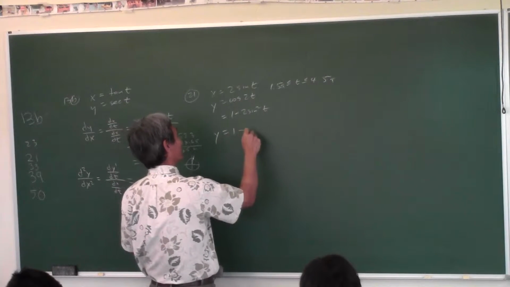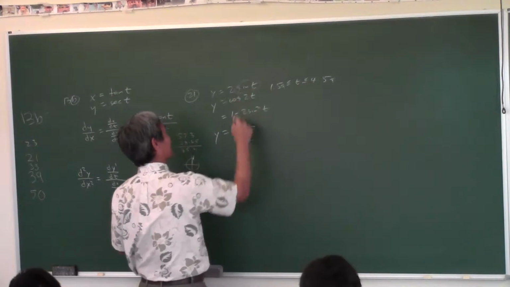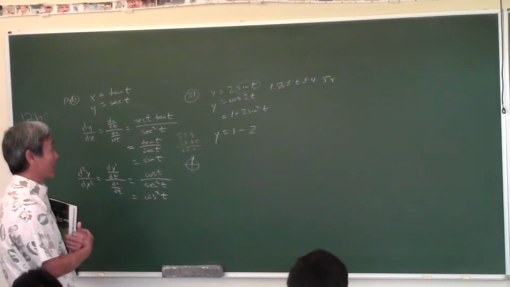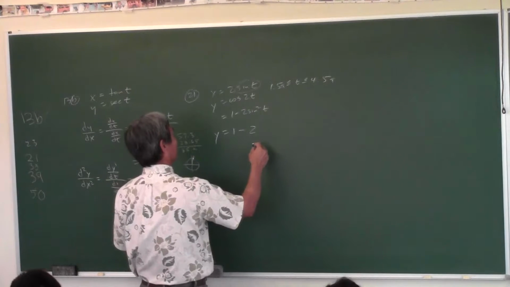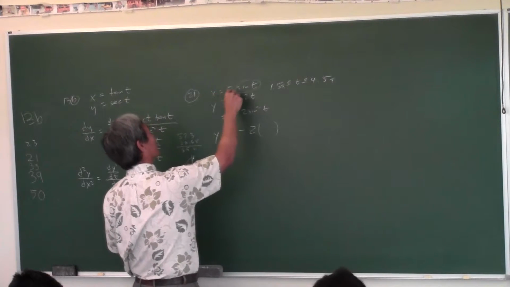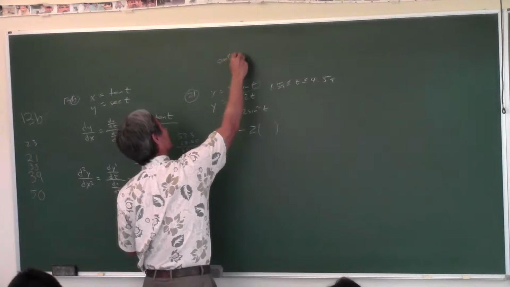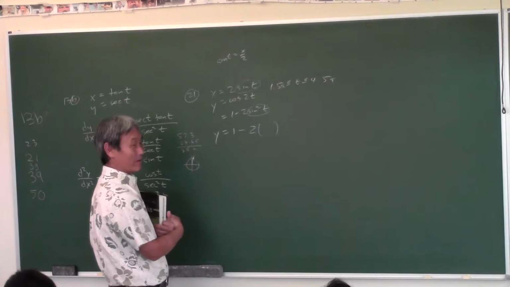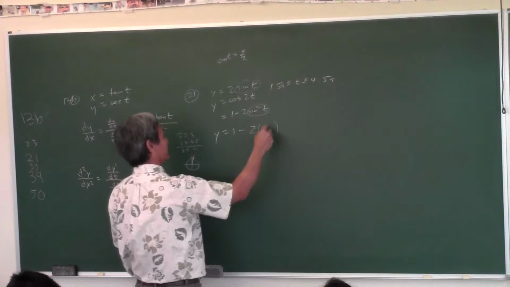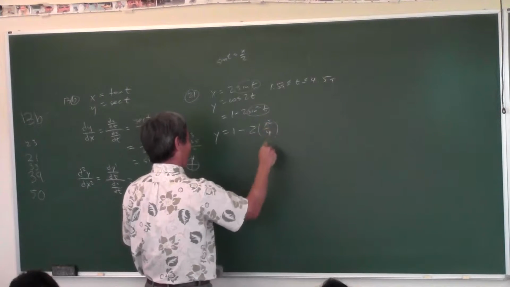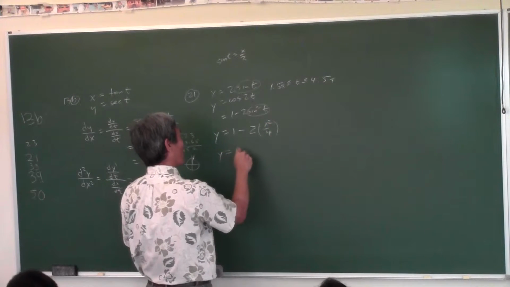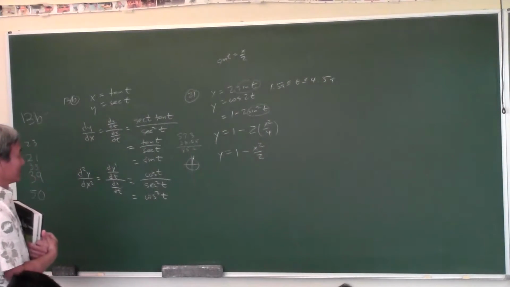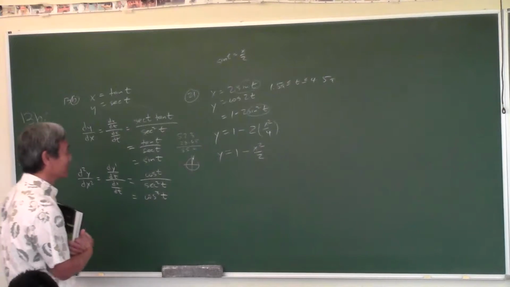y equals 1 minus 2 sine squared t. And if you take the x equation and solve for sine, you get sine t equals x over 2. So what is sine squared? Squaring both sides of the equation, sine squared t is x squared over 4. So you get y equals 1 minus x squared over 2. This is kind of an ugly equation.